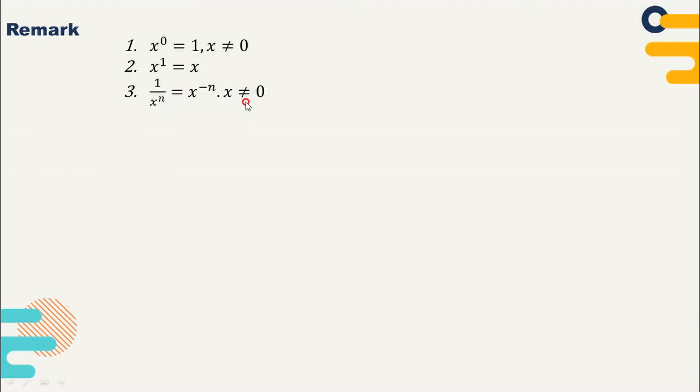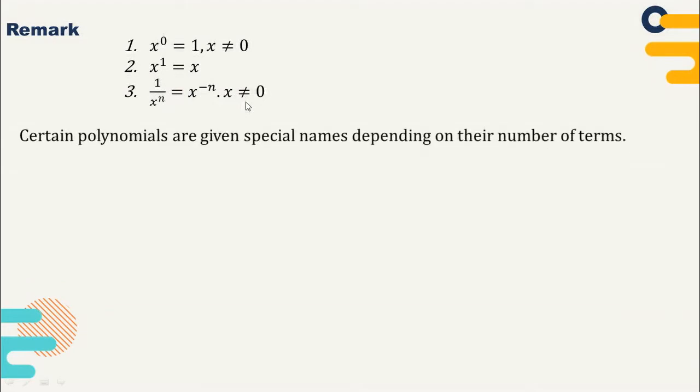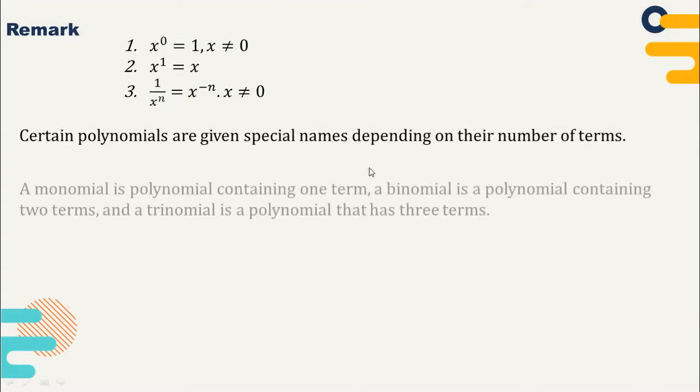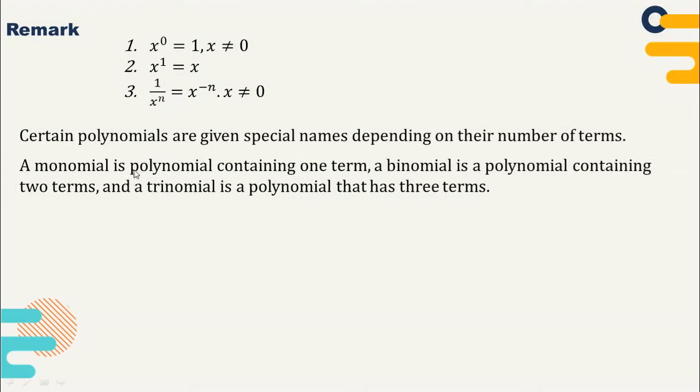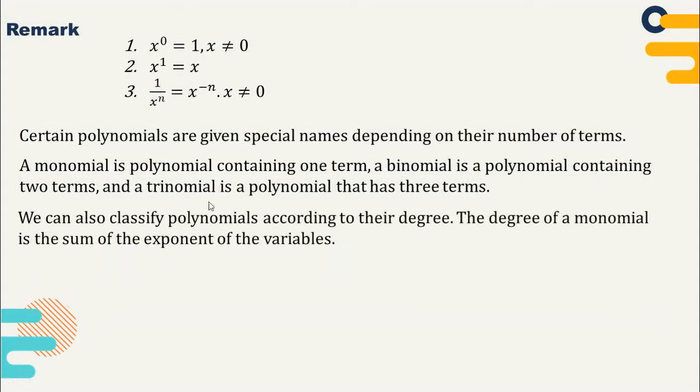Remember that certain polynomials are given special names depending on their number of terms. A monomial is a polynomial containing one term. Remember, mono is one term. A binomial is a polynomial containing two terms. And a trinomial is a polynomial that has three terms, and so on, everyone. We can also classify polynomials according to their degree.